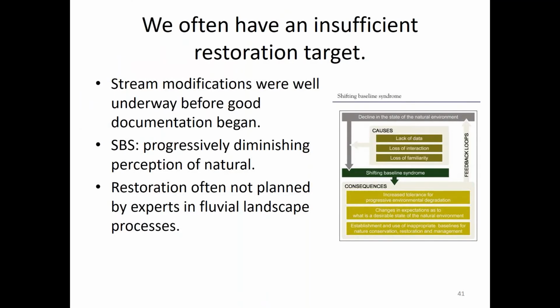So one of the impetus for writing this paper and really bringing attention to this stage 0 concept was that we often have insufficient restoration targets, and the shifting baseline syndrome, which I've seen a lot of literature on recently, is a really good concept for helping us think about how we progressively have diminishing perceptions of what natural is, which is in large part, I think, why we have insufficient restoration targets. And also restoration is often not planned by folks who can read and understand the landscape that they're setting out to restore.